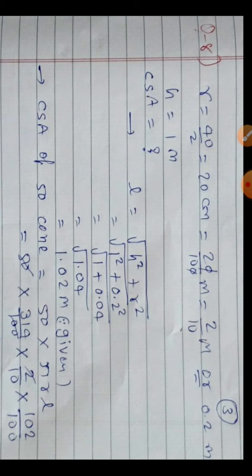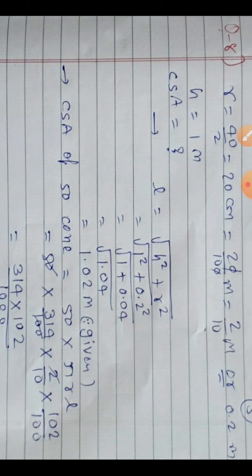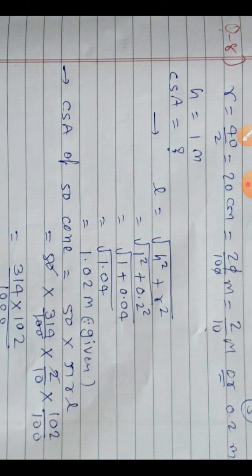So R we found 0.2 or 2 by 10. How? By dividing by 2. Why? Diameter given. Then dividing by 100. Why? It was in centimeter. We want in meter only. H is given 1 meter directly, means already in meter unit. CSA is asked. Why CSA? I already explained.